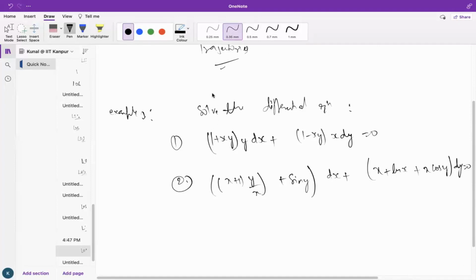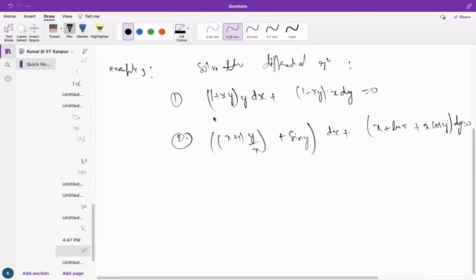My suggestion is to pause the video and try to solve it on your own and then match the answer. So let's solve this first question. Look here, what I have to do is first convert these, first I have to simplify this. So let me take the product here.